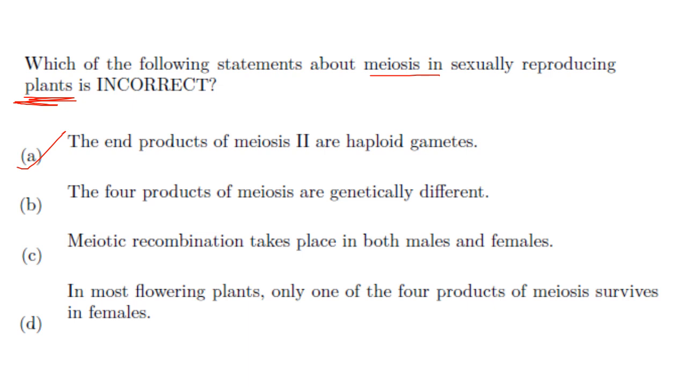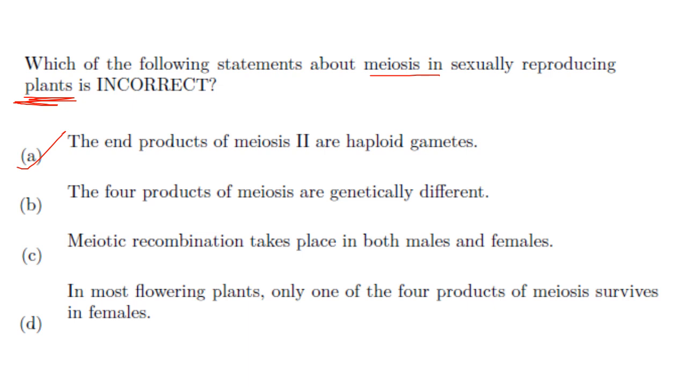Then which of the following statements about meiosis in sexually reproducing plants, they have asked for plants, is incorrect? The end product of meiosis 2 are haploid gametes. That itself is the wrong answer. It is not haploid gametes, it can be haploid gametophytes. Because if you take the case of microsporogenesis and megasporogenesis, in microsporogenesis meiotic reduction results in the formation of microspores or pollen grains, and each microspore creates the male gamete.